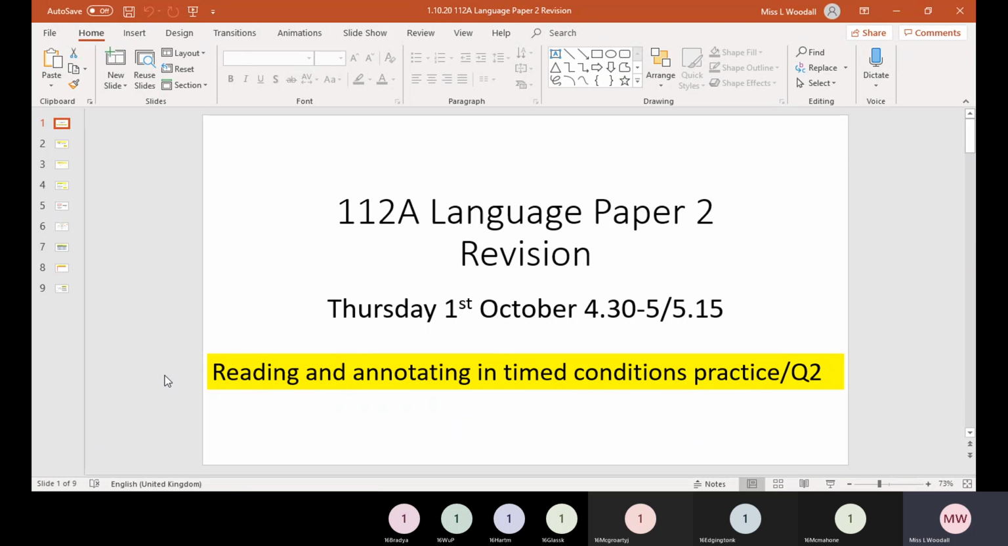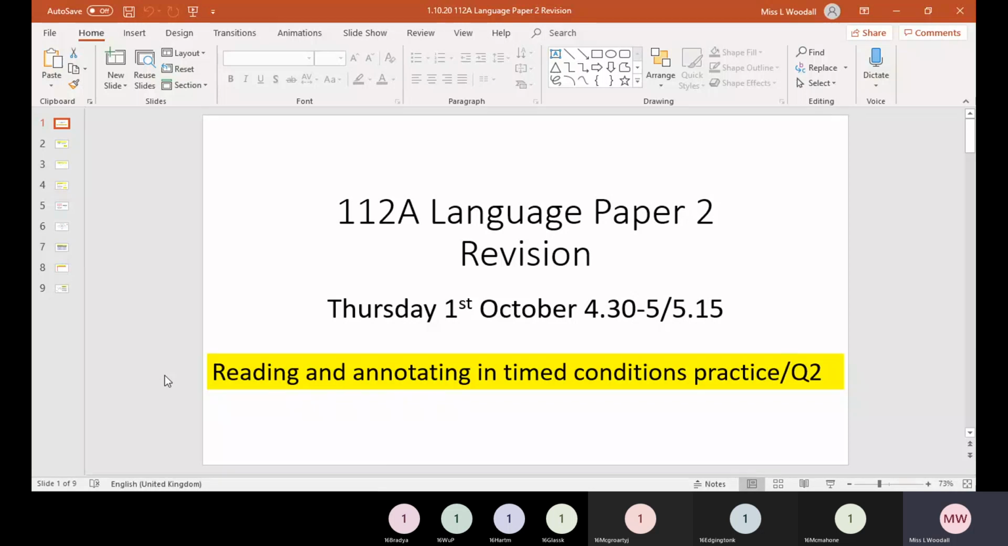So as I said, in this session we're going to have one last round on language paper 2, question 2. And we're going to be using a different paper this time, so it's all fresh for you. The purpose of this session is to get the practice of reading and annotating in time, as well as getting some prep in for question 2.